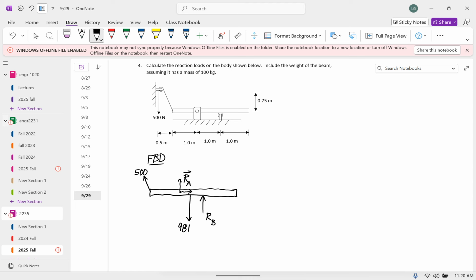Any questions about the free body diagram? So then we'll go rho, force, moment.